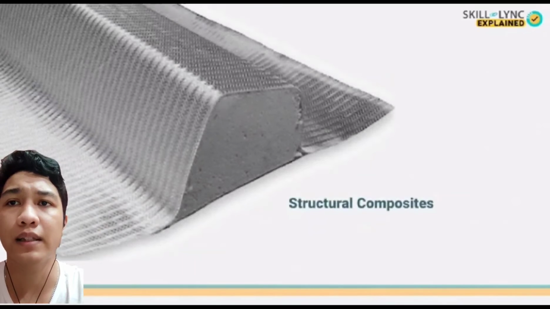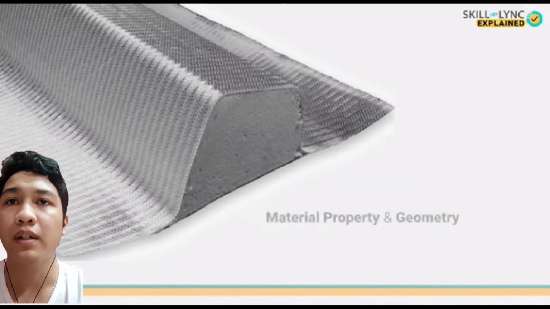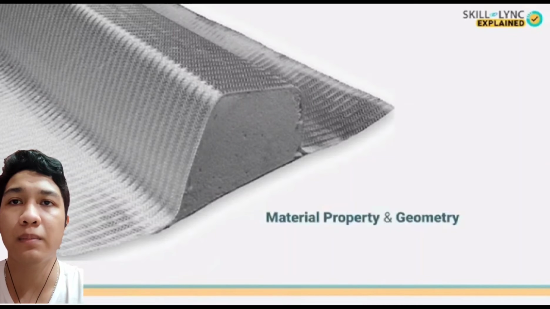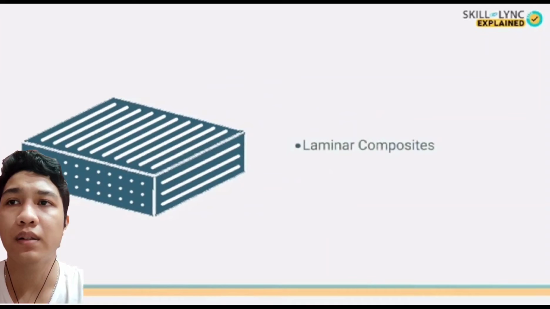Let's move on to the last type of composites, which is the structural composite. Structural composites are made of both homogeneous and composite materials. The properties of the composite materials depend on both the material properties and the geometry of the composite. Structural composites can also be classified into two types: laminar composites and sandwich composites.